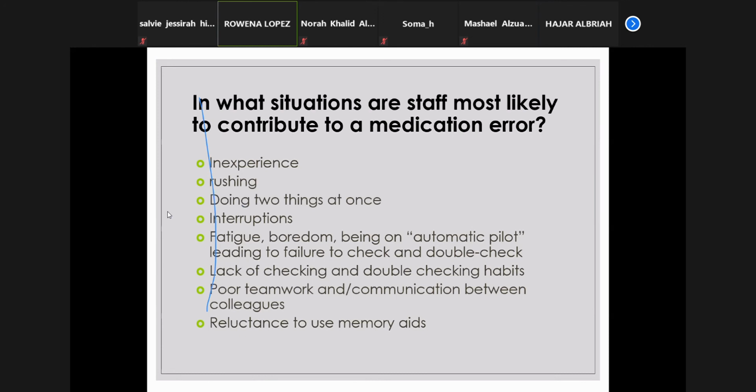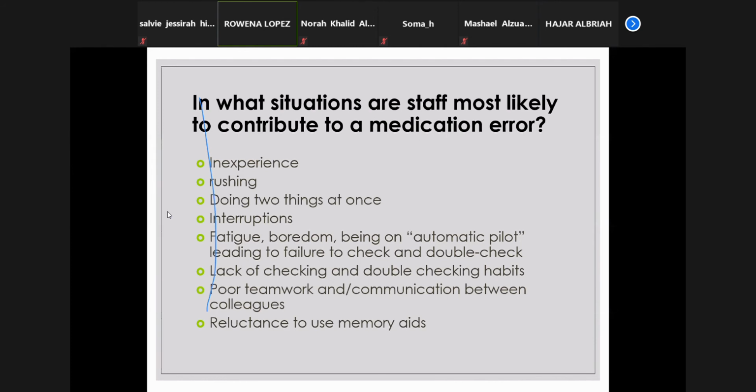Doing 2 things at once. Okay, so sometimes you will be called by the physician to come, while you are preparing and not yet finished preparing your medication, and then you are called for the rounds. Okay, interruptions, fatigue, boredom, being on automatic pilot, leading to failure to check and double check, lack of checking and double-checking habits, poor teamwork. This is very bad. Poor teamwork and communication between colleagues.